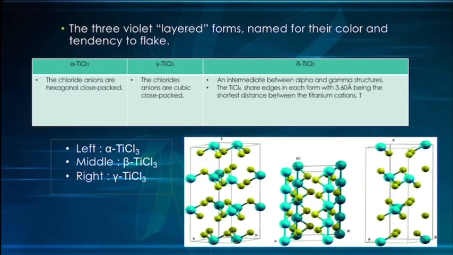The first diagram is the alpha titanium trichloride. The middle diagram is the beta titanium trichloride, and the right diagram is the gamma titanium trichloride.